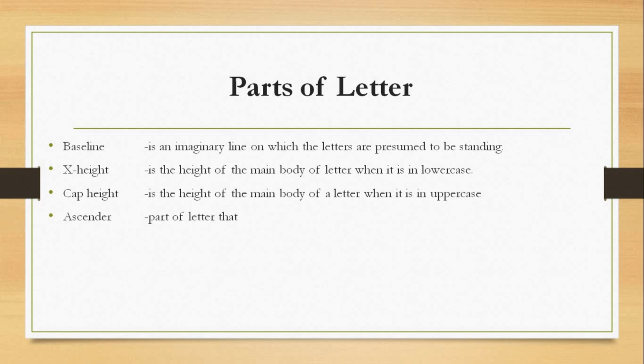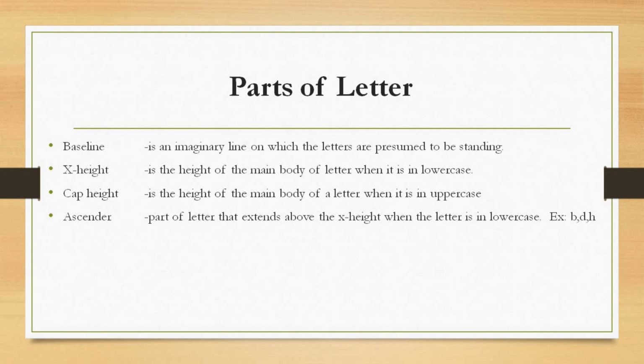Ascender. So what is ascender? It is a part of a letter that extends above the X height of the letter when it is in lowercase. We know what X height is: X height is the height of the main body of the letter when it is in lowercase.